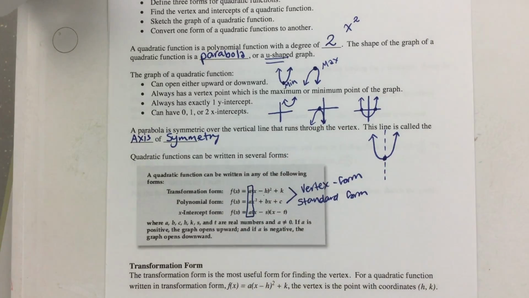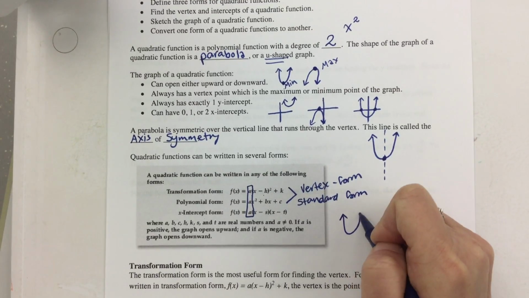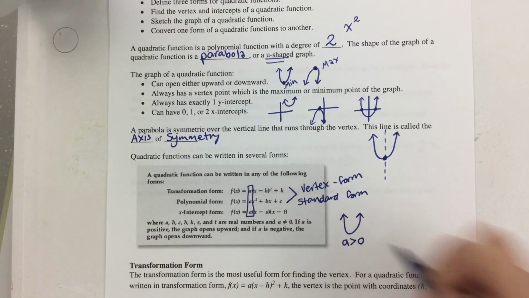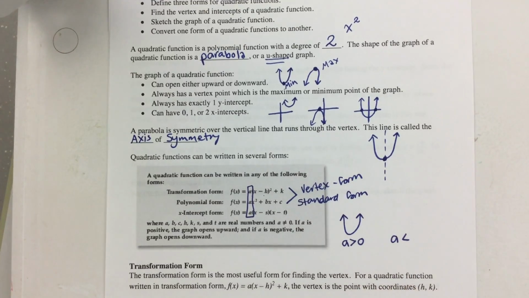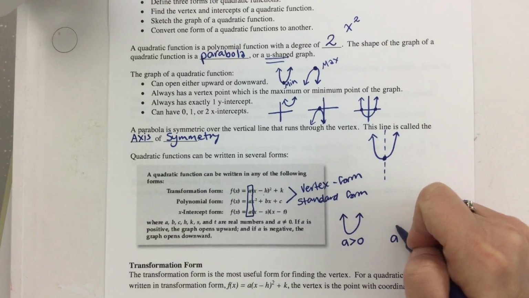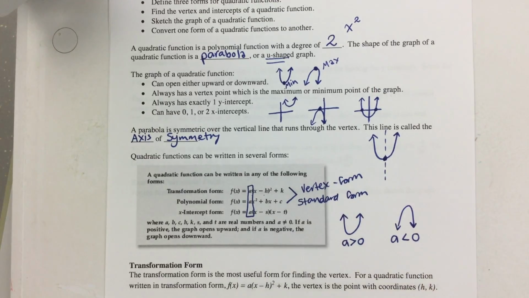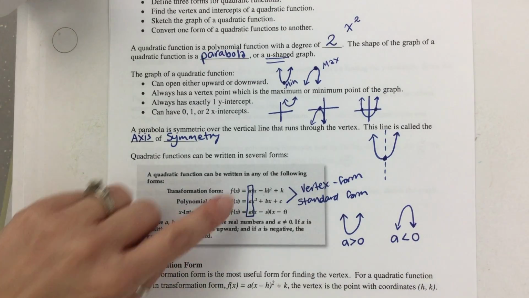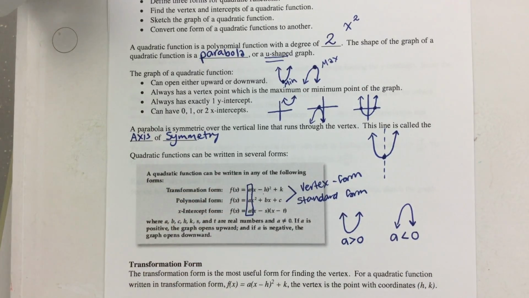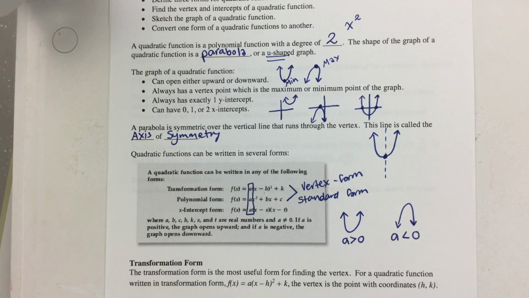If a is positive, so notice where the a location is, if a has a positive value, if a is greater than 0, then your parabola opens upwards. If a is negative, if a is less than 0, then the parabola opens downwards. So just by looking at that one value, you already know which direction your parabola will open.